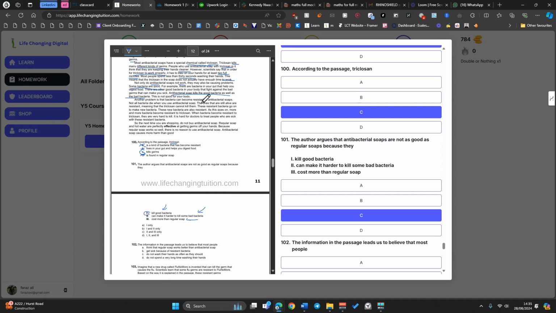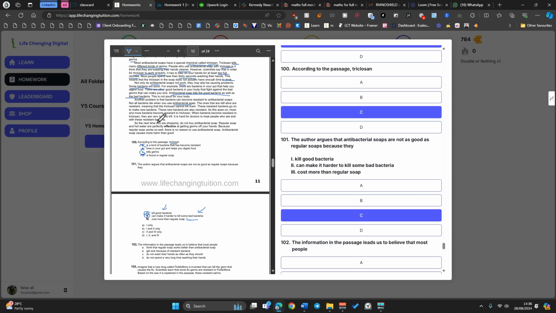Another problem is bacteria can become resistant to antibacterial soaps. So not all bacteria die when you use antibacterial soap. The ones that are still alive are resistant, meaning that triclosan cannot kill them. These resistant bacteria go on to make new bacteria. These new bacteria are also resistant, and this goes on and on basically. So it does actually make it harder to kill some bad bacteria, because what happens is the resistant ones stay alive and then they replicate, they make more of them. So by the end of it, what you'll have is a bunch of resistant bacteria that are very hard to kill.